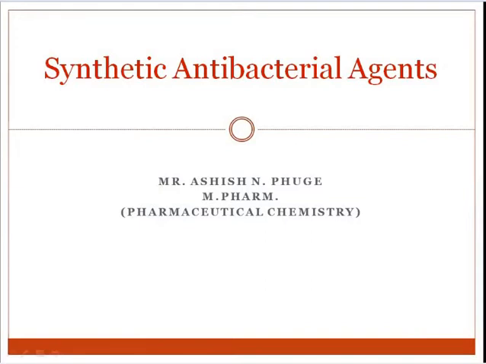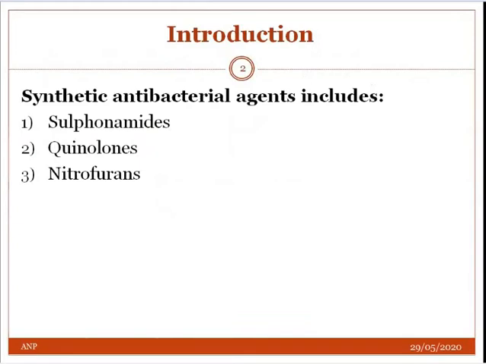This agent works against the bacteria, either inhibiting the growth of bacteria or killing the bacteria, but they are not obtained from natural sources like plants, animals, or microorganisms. They are synthesized in the laboratory, right? Synthetic, that's why they are called synthetic antibacterial agents. Means other than antibiotics, these are chemical agents which have the ability to kill or inhibit the growth of bacteria, but they are synthesized in the laboratory.